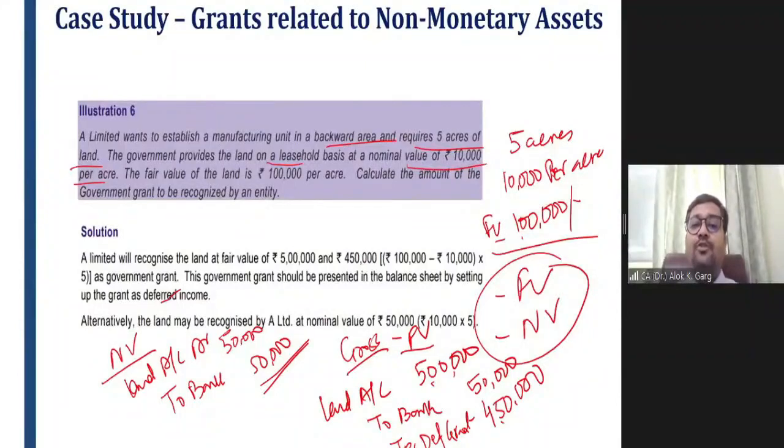This government grant should be represented in the balance sheet by setting up the grant as deferred income. And this deferred income has to be amortized over a period, let's say the period of the leasehold life. Alternatively, the land may be recognized by A Limited at a nominal value of rupees 50,000, which is 10,000 multiplied by 5.